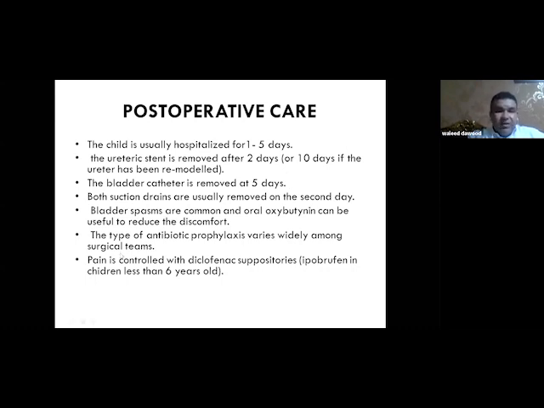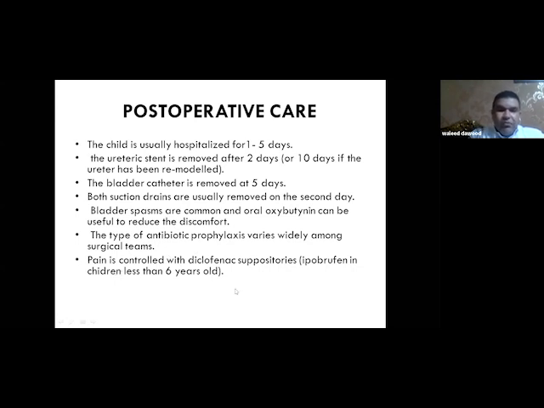10 days if the ureter has been remodeled. The bladder catheter is removed at 5 days; I leave it myself for 7 days. Drains are removed on the second day. Bladder spasms are common, and oral oxybutynin can be useful to reduce this discomfort and can be continued after the operation for several weeks. The type of antibiotic prophylaxis varies widely among surgical teams.